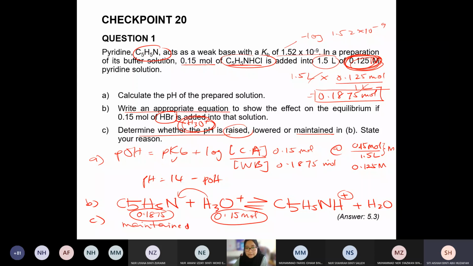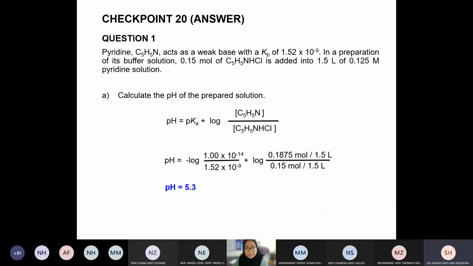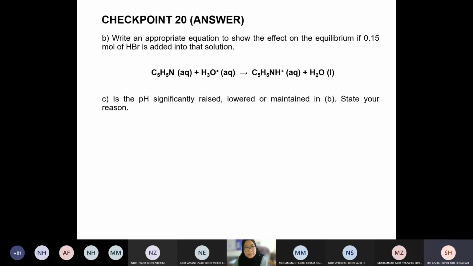Jawab dulu soalan pertama. Okay, and then state your reason. Because dia tak exceed the capacity. Okay, ataupun you boleh cakap this one: the mole of pyridine is more than mole of HBr. That's all. So that's why it can be maintained. Okay, kita tengok jawapan. This is the answer for A. This one is for B.